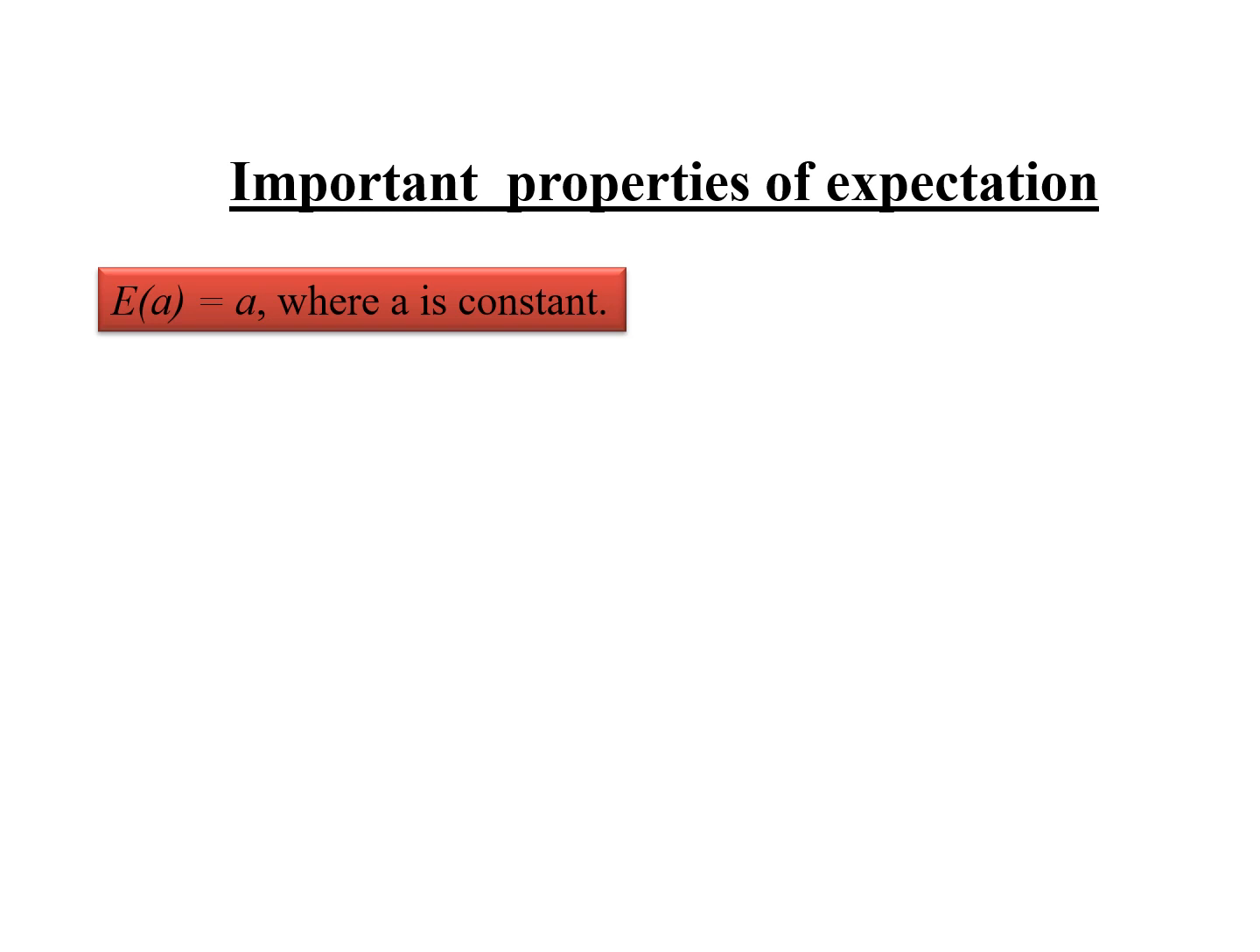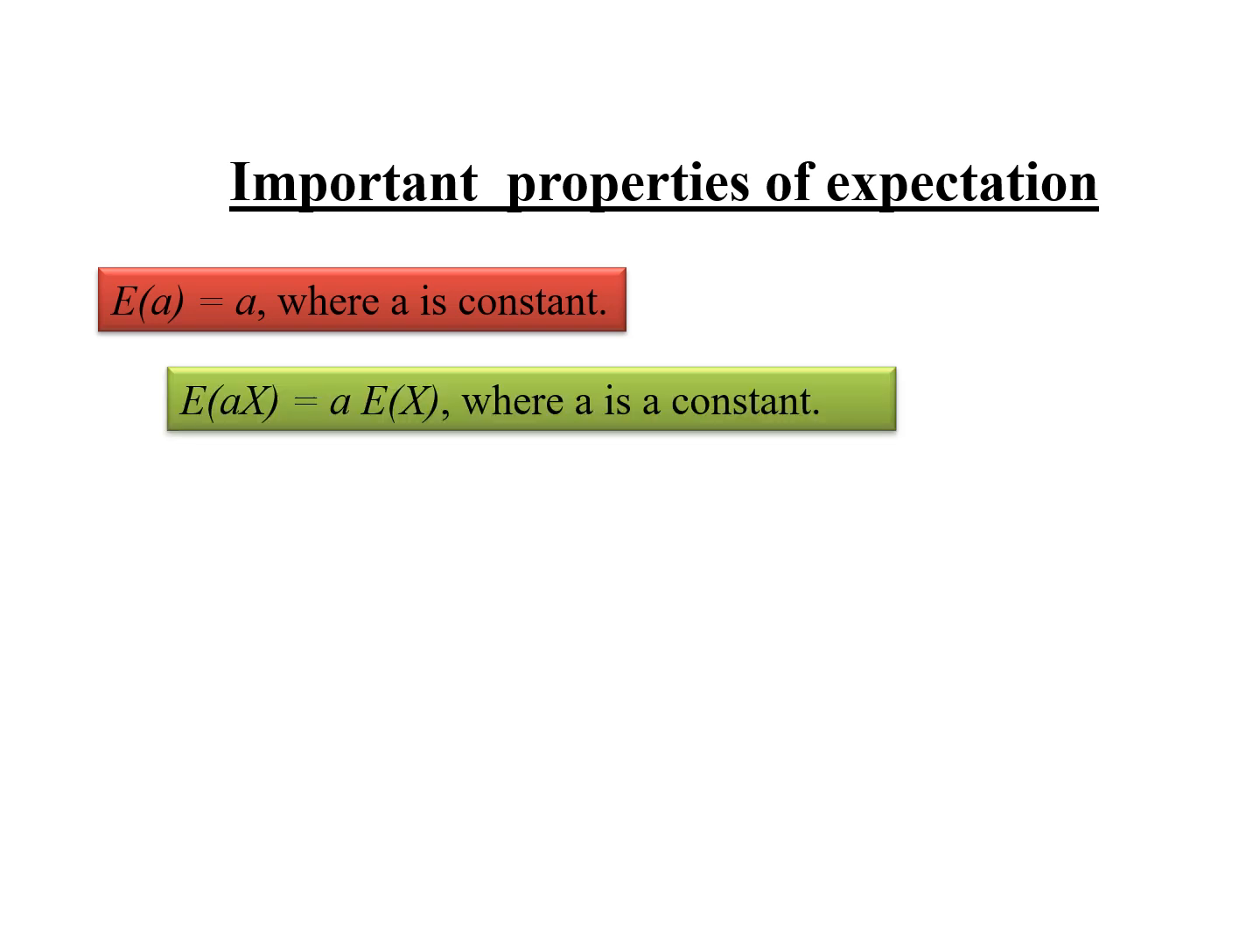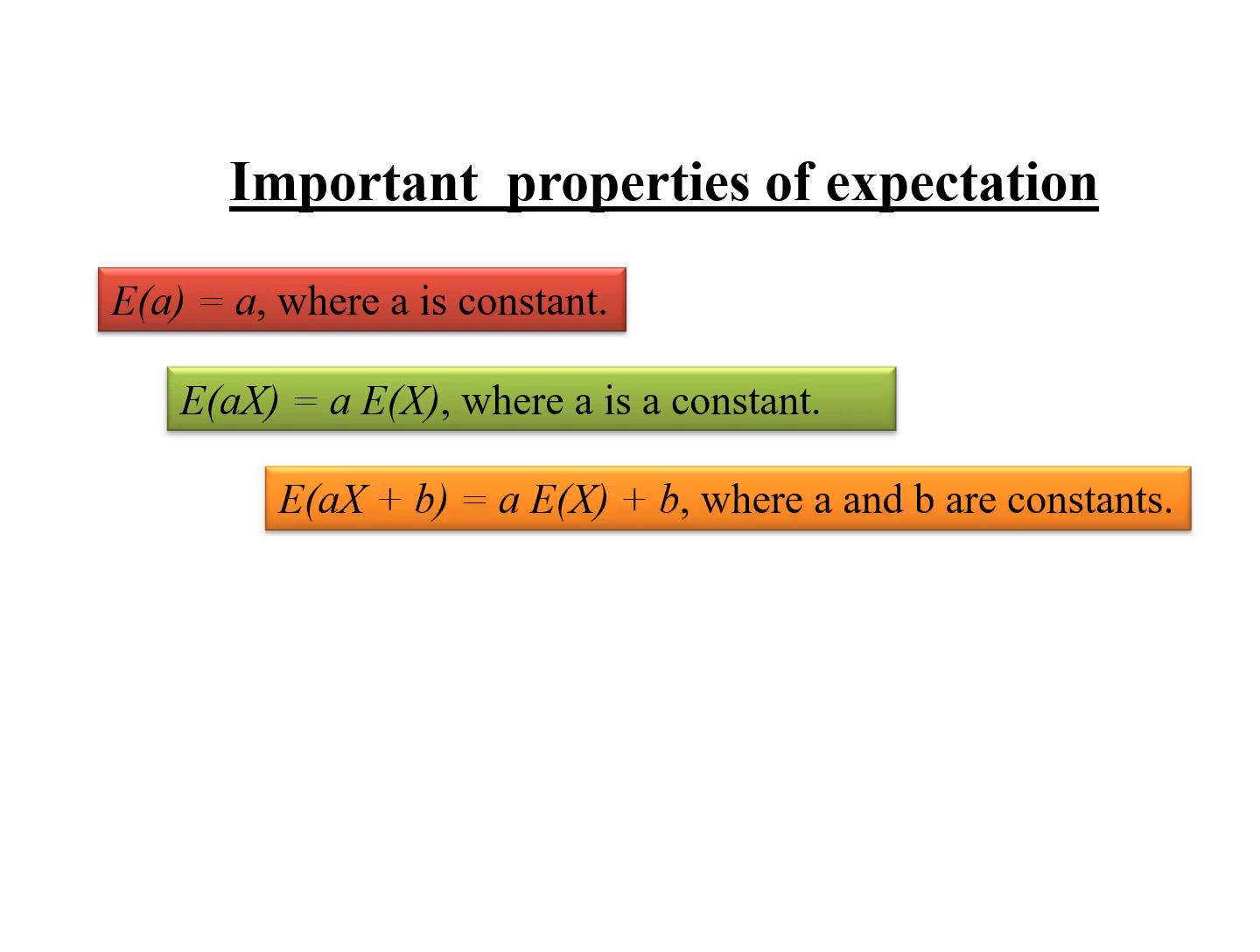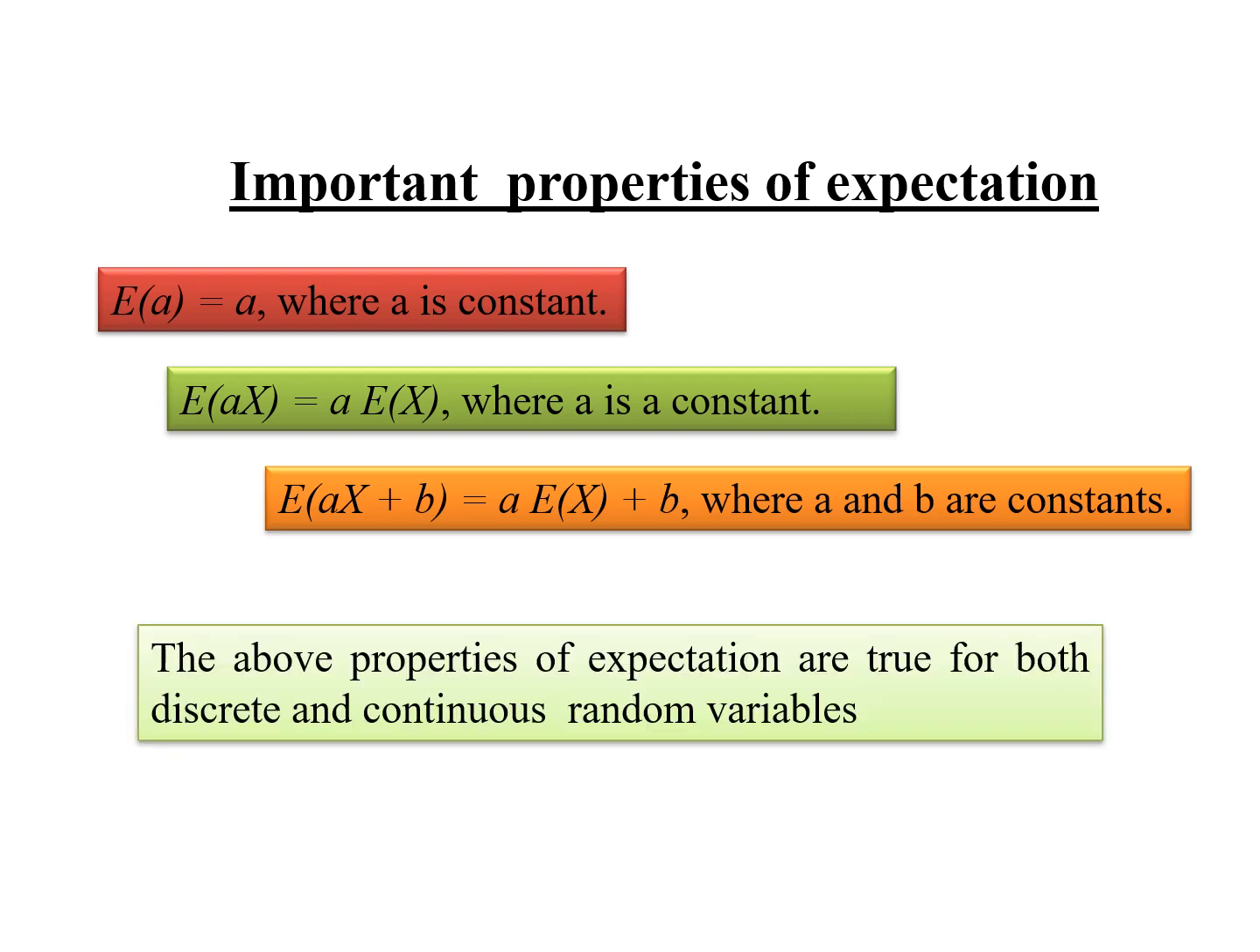Important properties of expectation. E(a), where a is a constant, you will get a. E(ax), where a is a constant, then we will get aE(x). E(ax plus b), where a and b are constants, then we will get aE(x) plus b. These are the properties of expectation. The above properties of expectation are true for both discrete and continuous random variables.